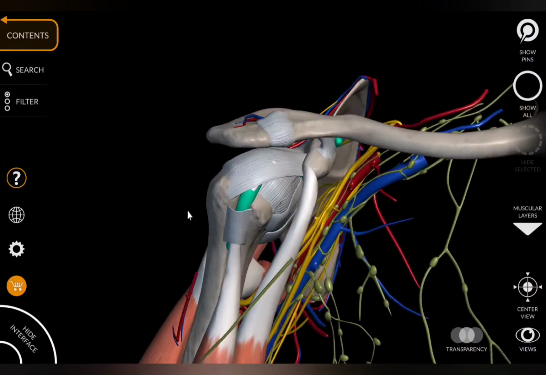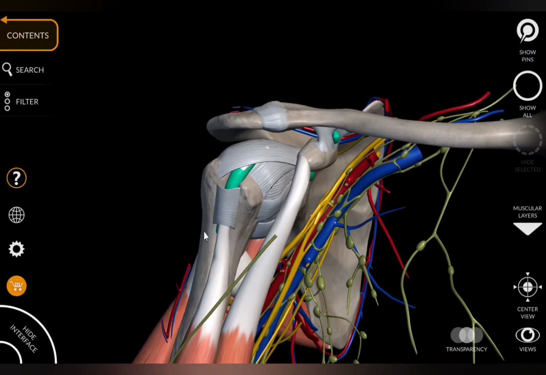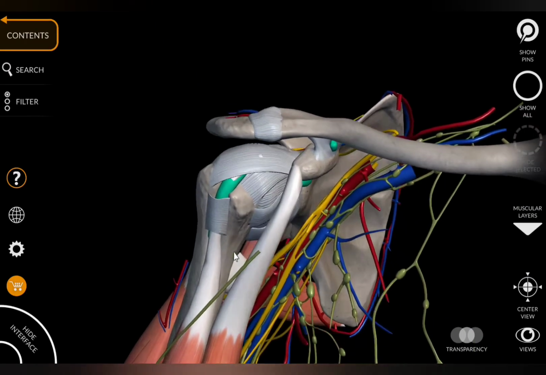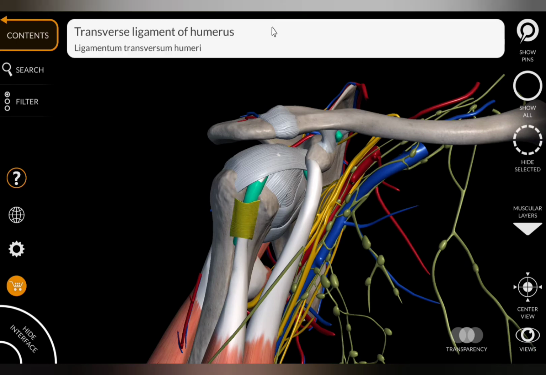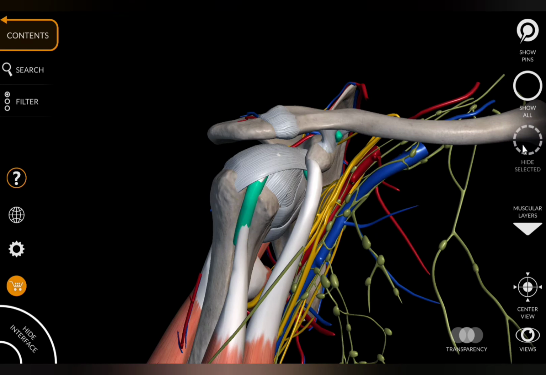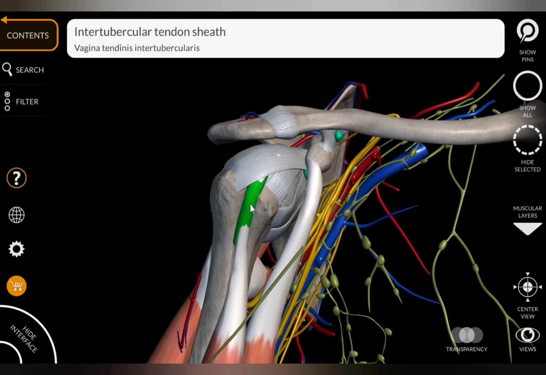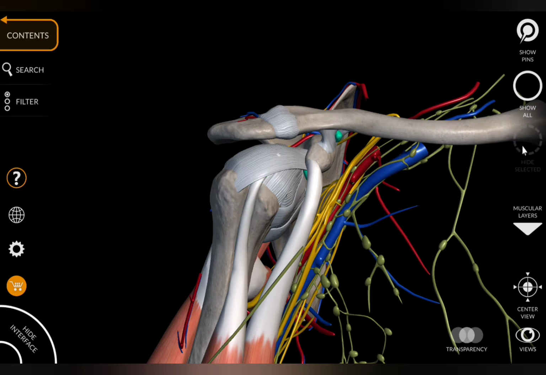So let me explain the long head of biceps brachii also, so that I can remove both the long head and the short head of the biceps brachii. So you can see here, this is the tendon of the biceps brachii, which is passing through the intertubercular sulcus or the bicipital groove. This is the transverse ligament of the humerus. I am removing that. So this is the synovial sheath, that is the intertubercular sheath that is covering the tendon of the biceps brachii. I am also removing that.